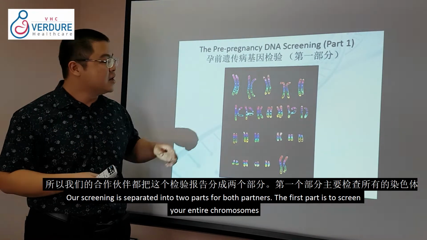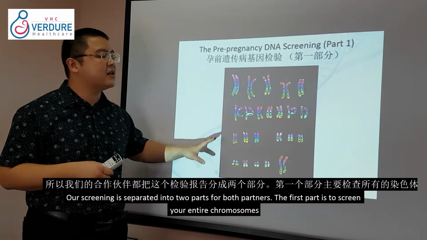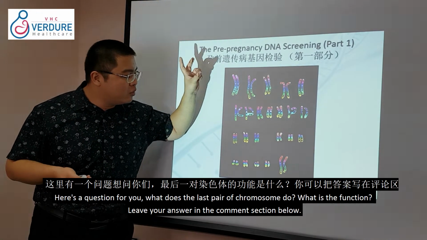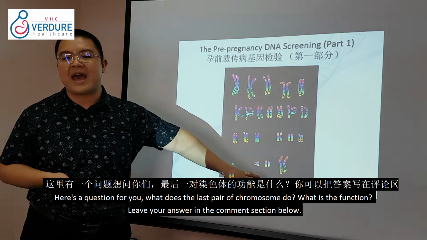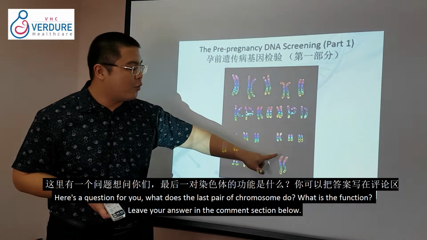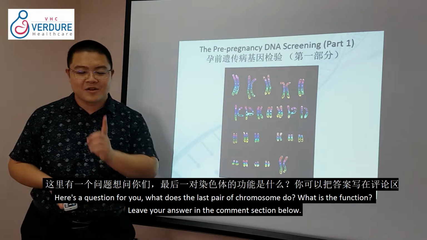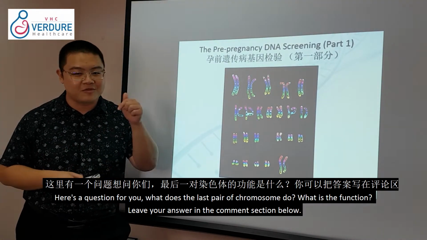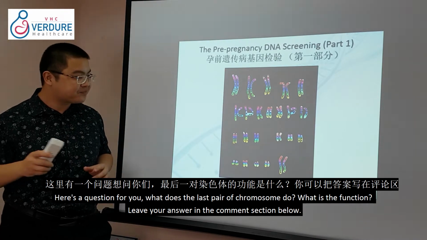So that is why at Verdure Healthcare, our screening is separated into 2 parts for both partners. The first part is to screen the entire chromosome, from the first pair all the way until the 23rd pair. And here's another question to test you. What is the function of the last chromosome? Write that down in the comment section.